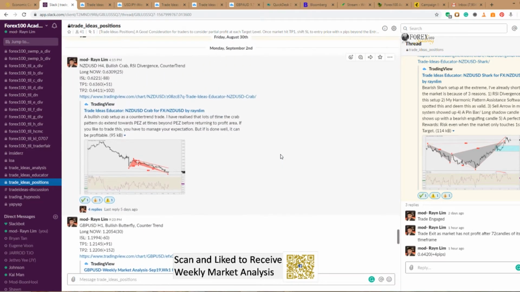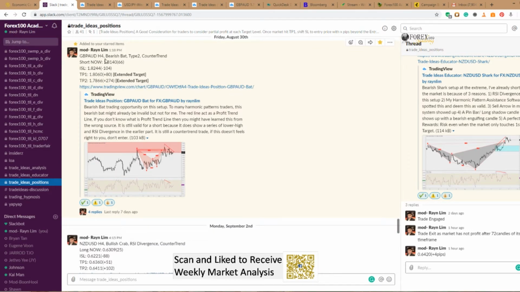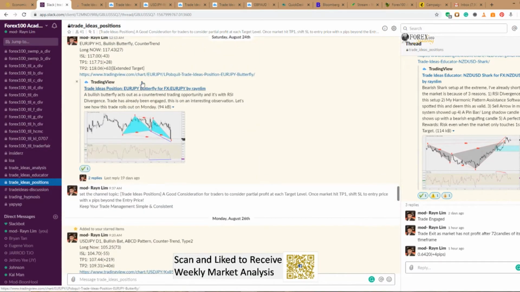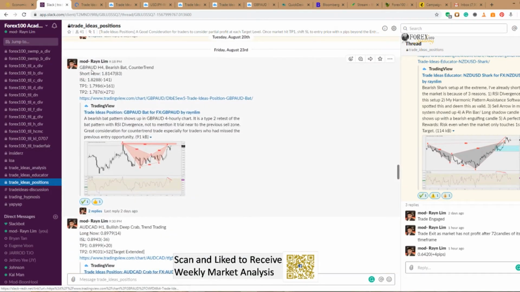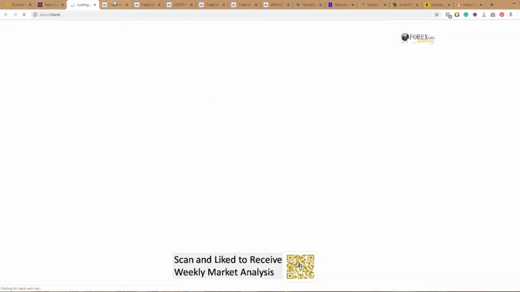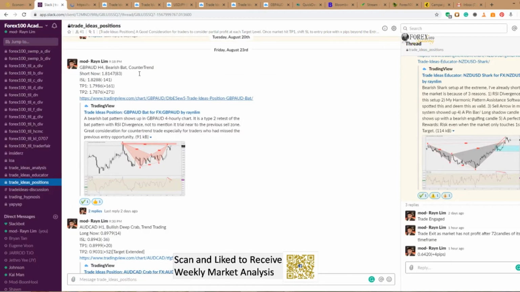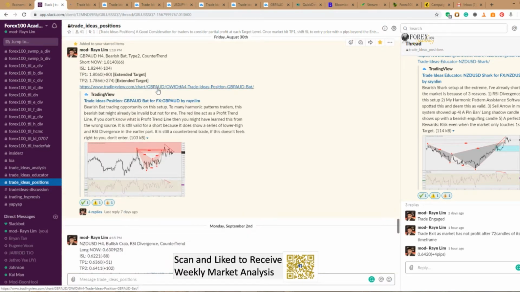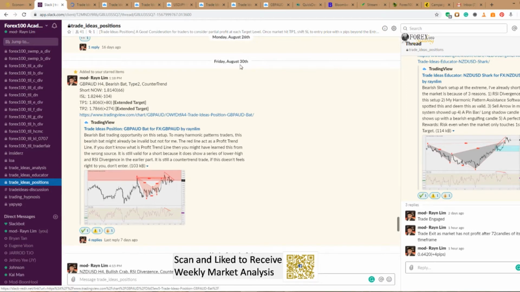There are a couple of trades on Pound Aussie that happened. This is the second trade. Let's just open it up first, and let's find the first Pound Australia that I spotted. This. Look at the date, 23rd of August. And the next date is when? 30th. So it's exactly 1 week later.